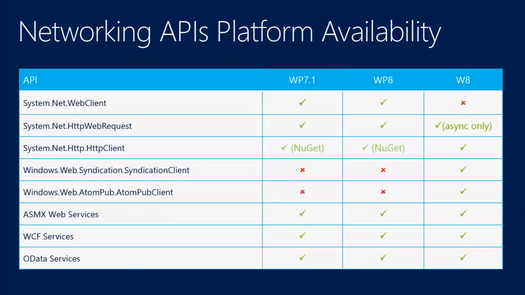And then going down, you can see that on Windows 8, we've got a couple of convenience APIs, syndication client and the AtomPub client, and make it easier to access those. And good support for web services across the board, ASMX, WCF, and OData.